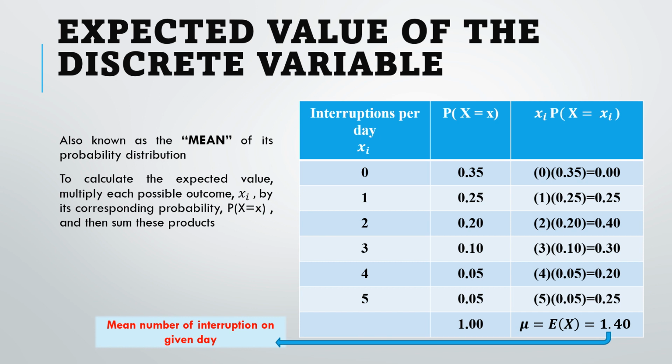Expected value of the discrete variable. It also means calculating the mean. Mean is your expected value. To calculate the expected value, you multiply each possible outcome, which is xi, by its corresponding probability, which is the probability where x is equal to xi, and then sum these products. So here we have the same chart we saw before for the interruptions per day and the probability. So how do you calculate the expected value? You multiply interruptions per day with the probability of each interruption and then you add them all. So you will get 1.40. This is the mean value or the expected value of the discrete variable.